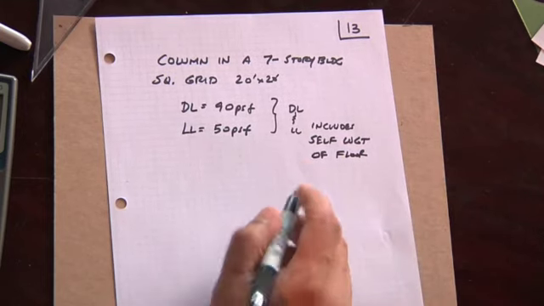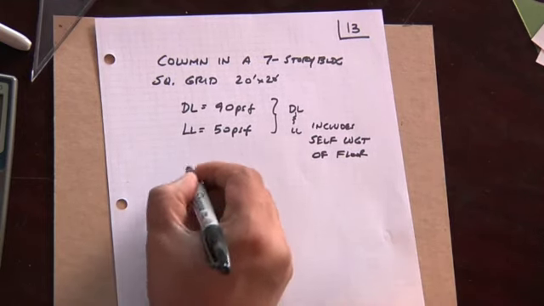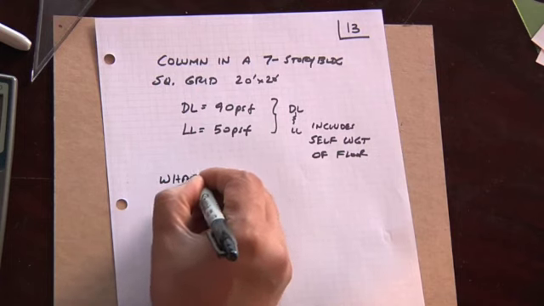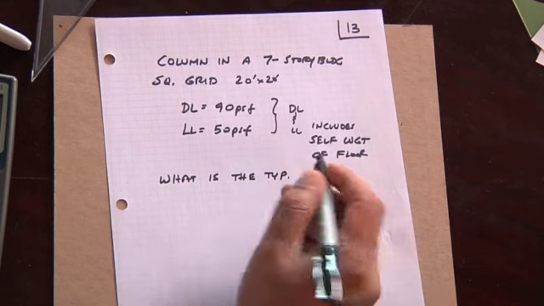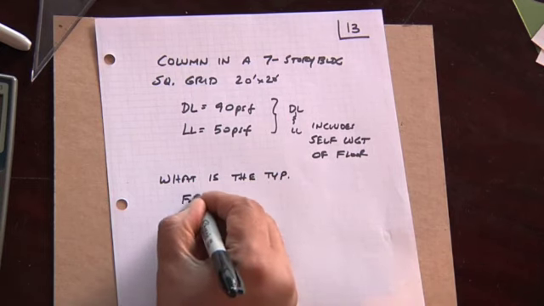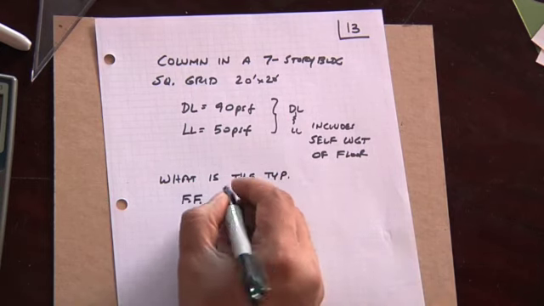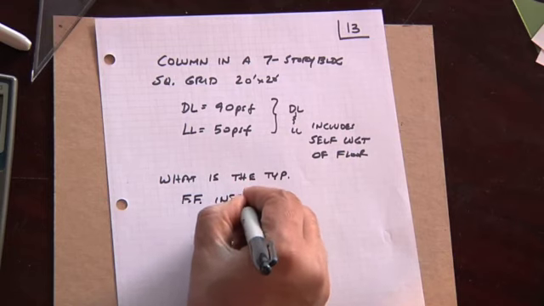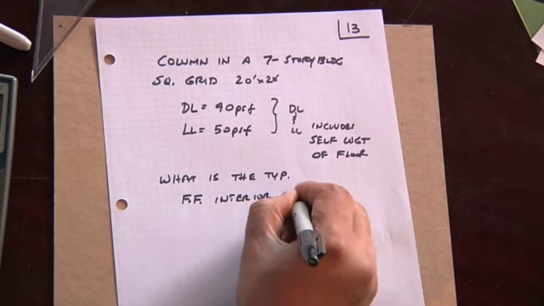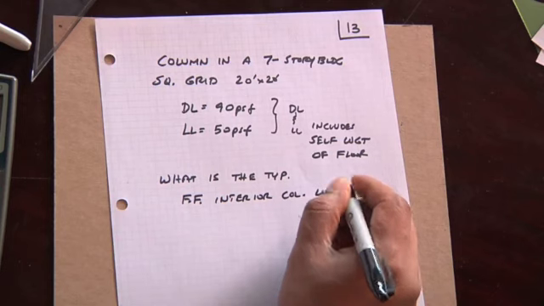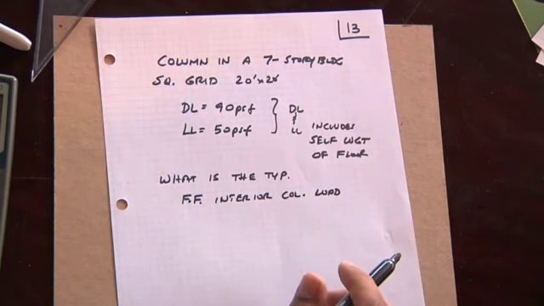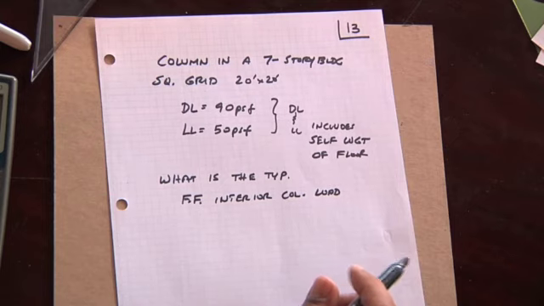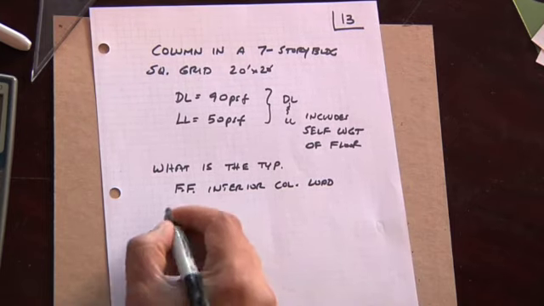And so it's asking for what is the typical first floor interior column load. So let's do the calculation for that. Now, according to ACI, so let's first understand the problem.